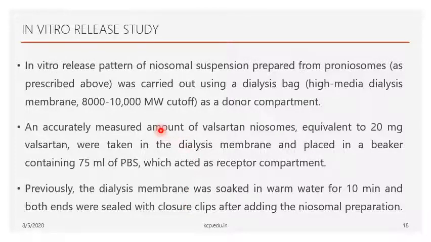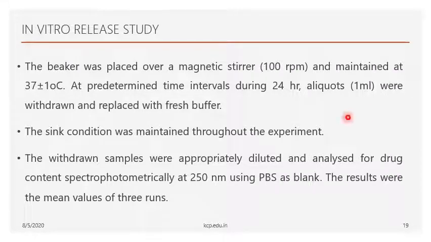After soaking, an accurately measured amount of the prepared Valsartan niosomes, whose weight is equivalent to 20 milligrams of Valsartan drug, should be placed in the dialysis membrane. This dialysis membrane was placed in a beaker containing 75 ml of phosphate buffer solution, which acts as the receptor compartment. The beaker was then placed on a magnetic stirrer, stirred at 100 rpm, and the temperature was maintained at 37 degrees Celsius for a period of 24 hours.